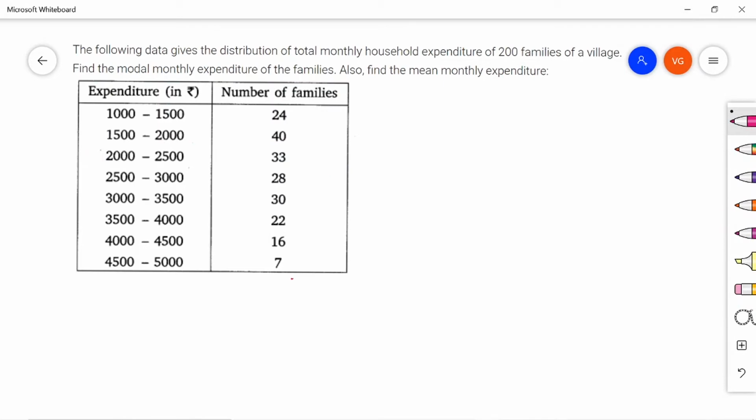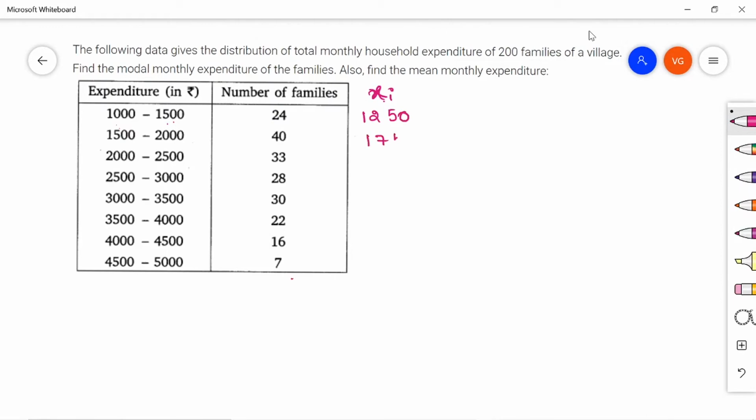Now let us calculate the mean here. I'll write the value of xi here itself. That means the average of the class given. So 1000 and 1500, so 1500 plus 1000 divided by 2. That gives me 1250. Then you have 1500 and 2000.